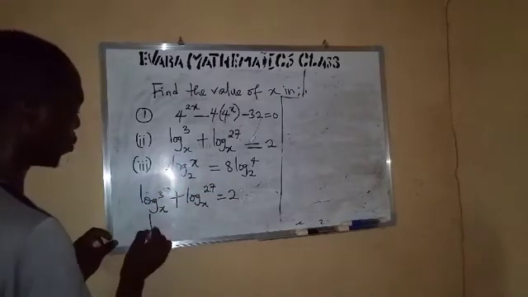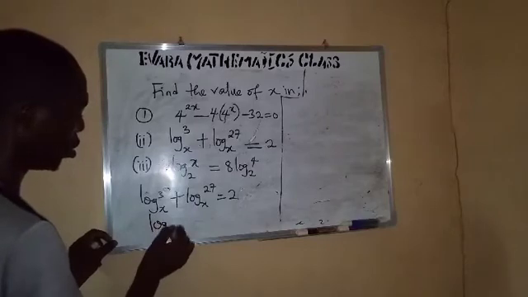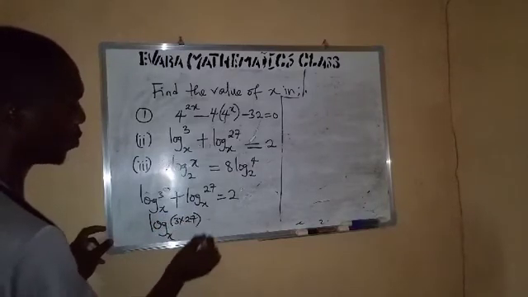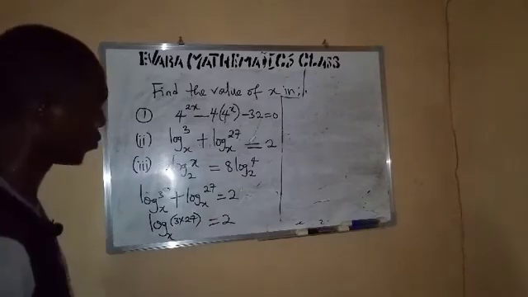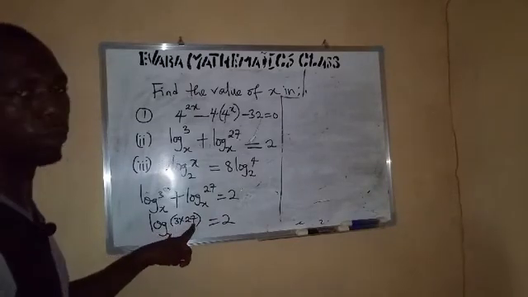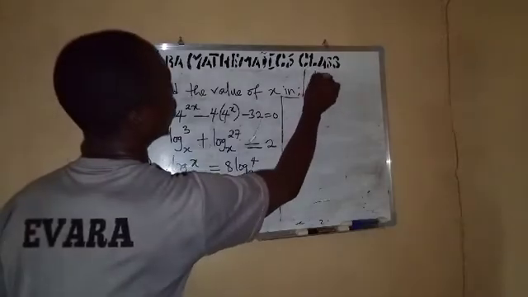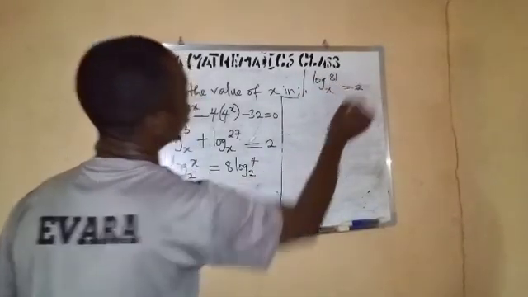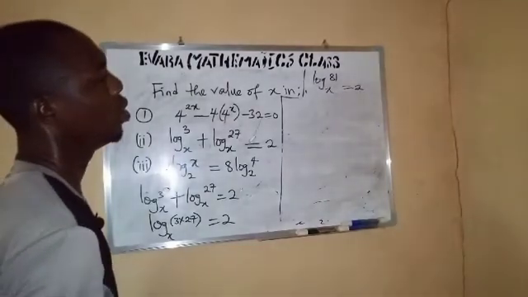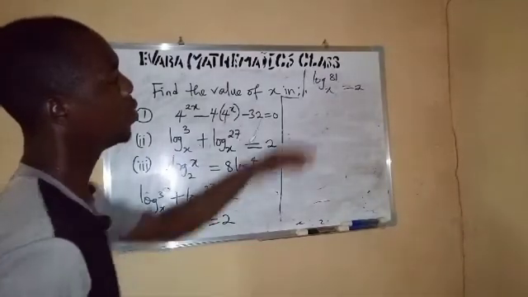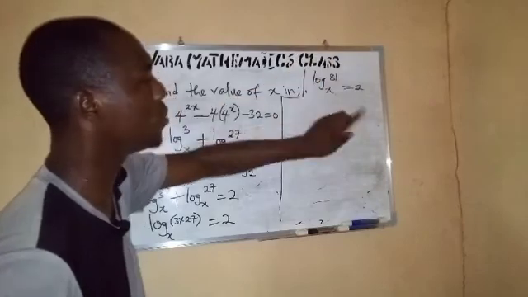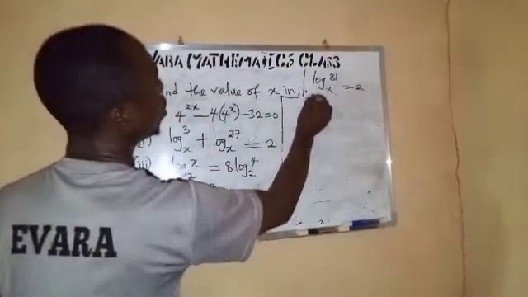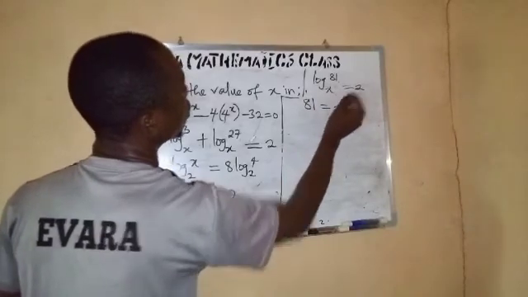So that will give us log to base x of 3 multiplied by 27 is equal to 2. So 3 multiplied by 27 is 81. That gives us log 81 base x is equal to 2. And from another law of logarithm, this value here is the same thing as this one raised to power 2. So 81 is equal to x raised to power 2.